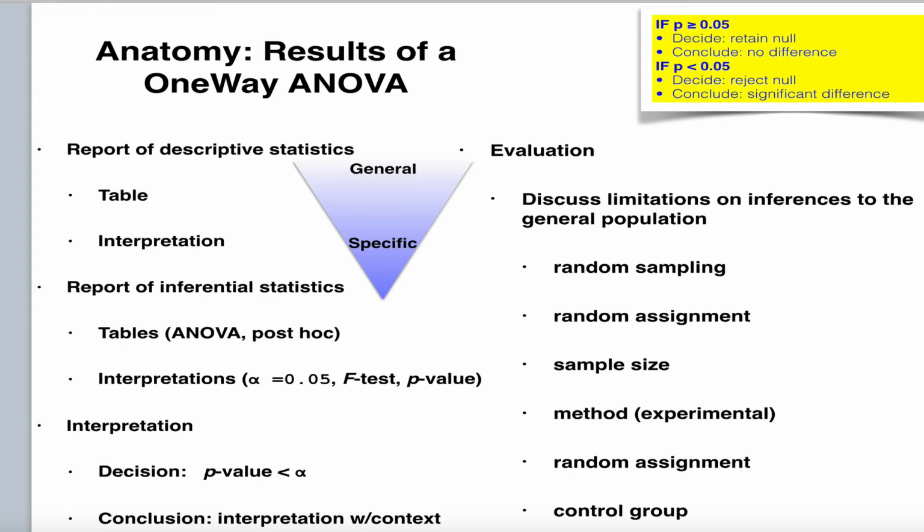So let's take a quick look at the anatomy of a results for a one-way analysis of variance. You can see in the inverted pyramid where I have general at the top and specific at the bottom, and it kind of follows a funnel, and that's exactly the way that you need to organize your write-up. Begin with the general statements. Of course, this is after you have provided the background and you're going to state that you're going to test hypotheses at the 0.05 level. Then you're going to report the descriptive statistics.